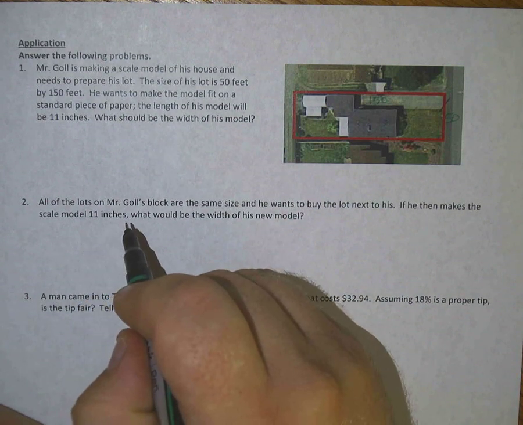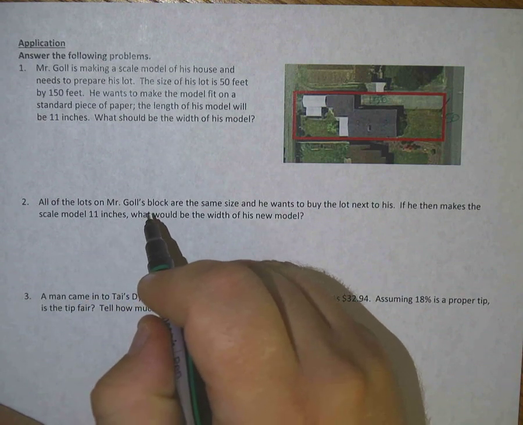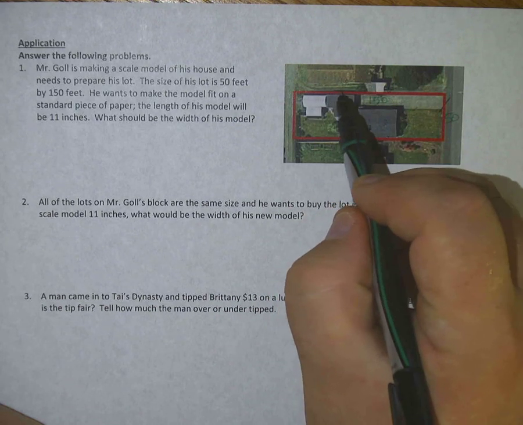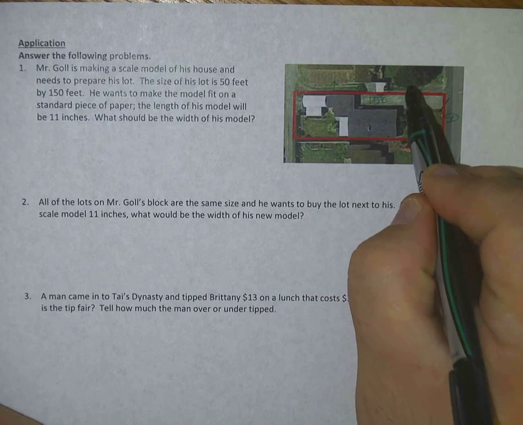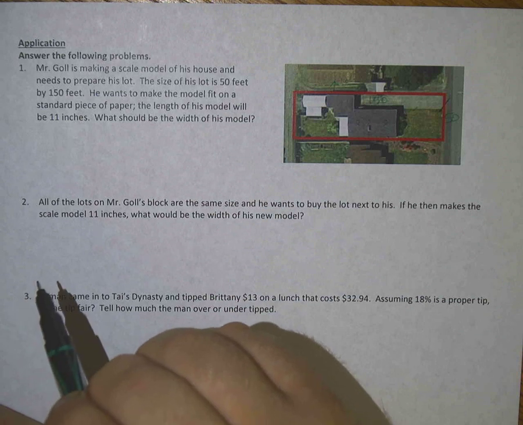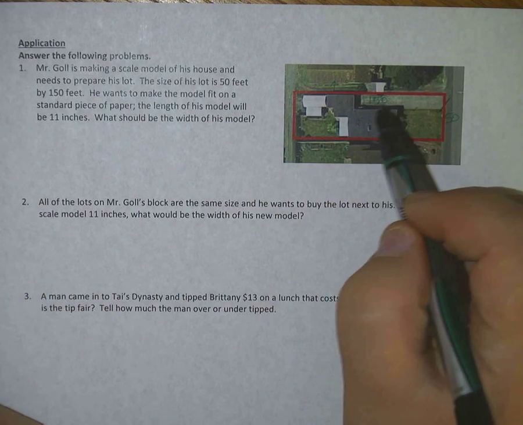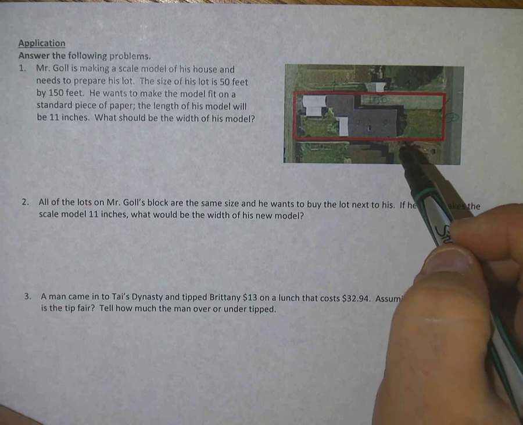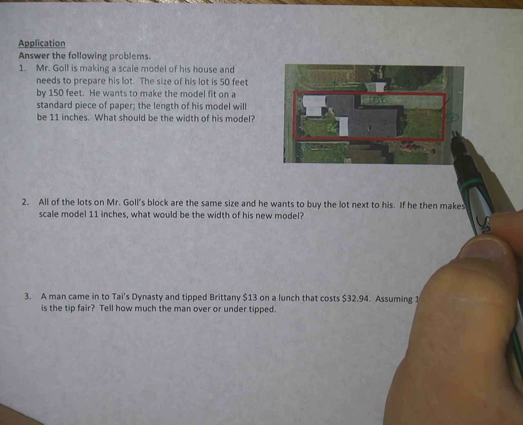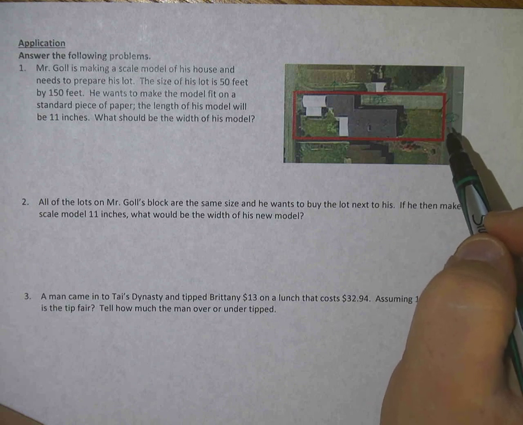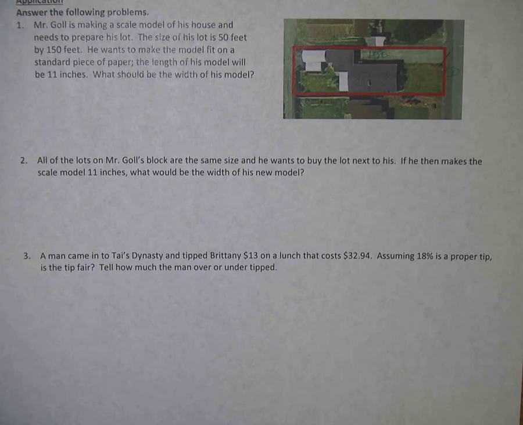All the lots on my block are the same size, and I'm saying now that I buy the lot just next to mine. Okay, so I've made my lot bigger width-wise, but not length-wise. Okay, so then I just need to do the same problem, but now this width here will be 100 instead of 50. So just do that. And then the last one, we've done problems like this before, the proper tipping problem.